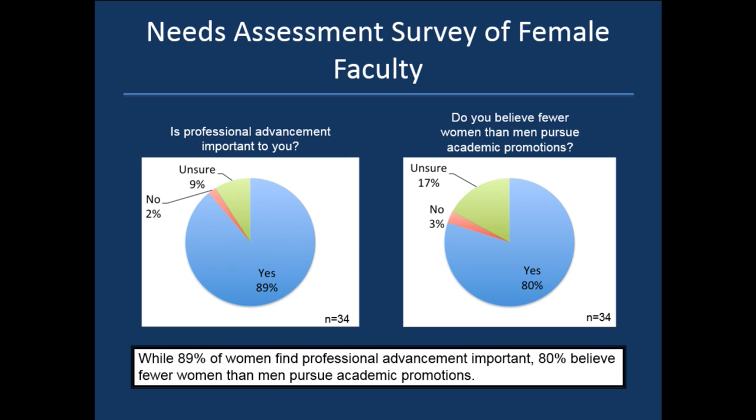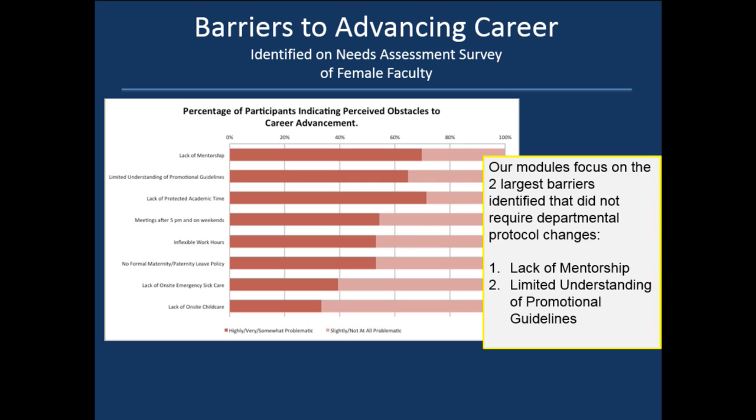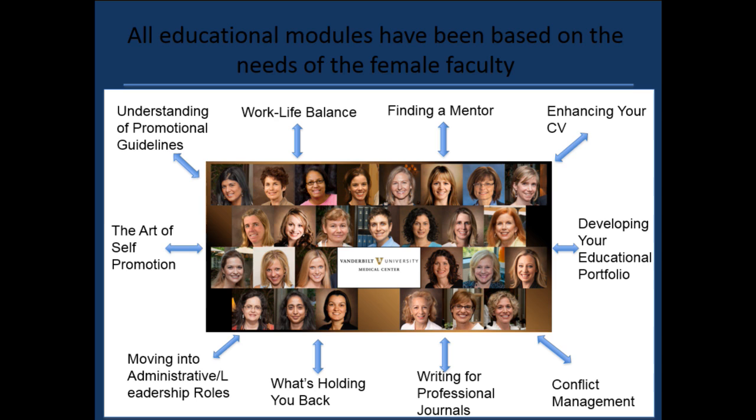It's exciting that 89% of the women in our department find professional advancement important, but kind of scary that 80% believe that fewer women than men pursue academic promotions. So, a problem that needs to be addressed. We asked them about barriers to advancing their career, and we focused our program on the two largest barriers identified that did not require departmental protocol changes. We focused on lack of mentorship and limited understanding of promotional guidelines.